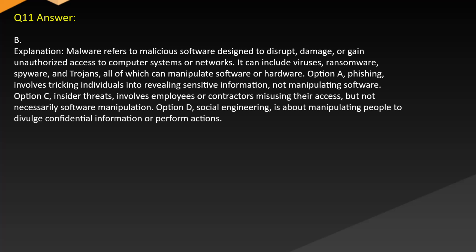Option A. Phishing involves tricking individuals into revealing sensitive information, not manipulating software. Option C. Insider threats involve employees or contractors misusing their access, but not necessarily software manipulation. Option D. Social engineering is about manipulating people to divulge confidential information or perform actions.